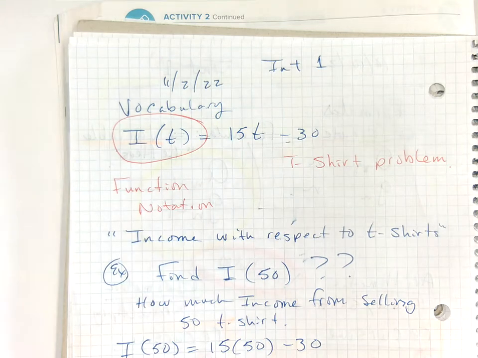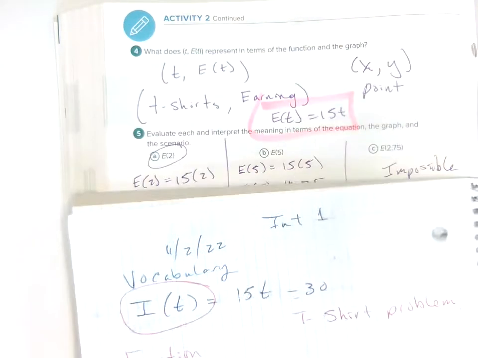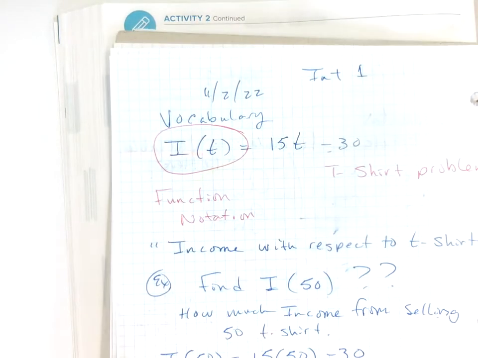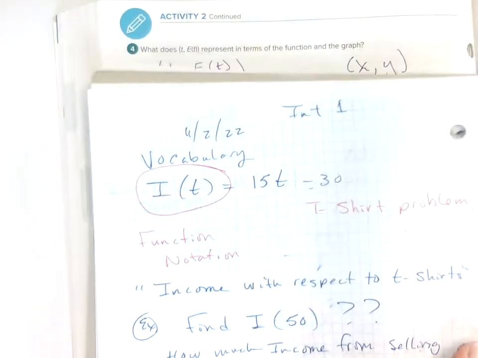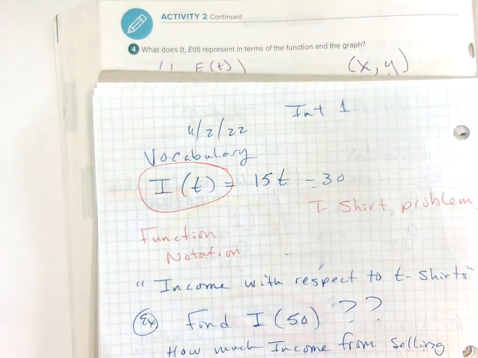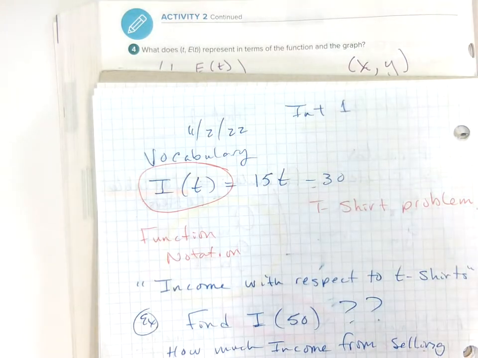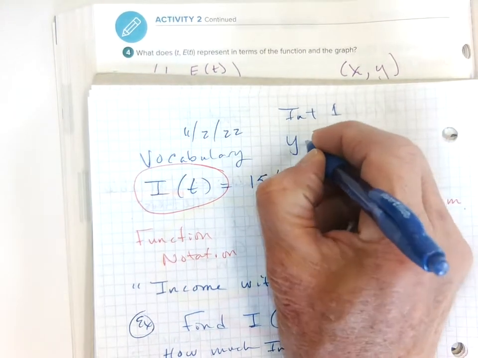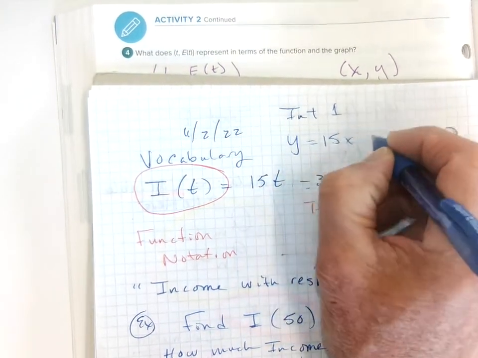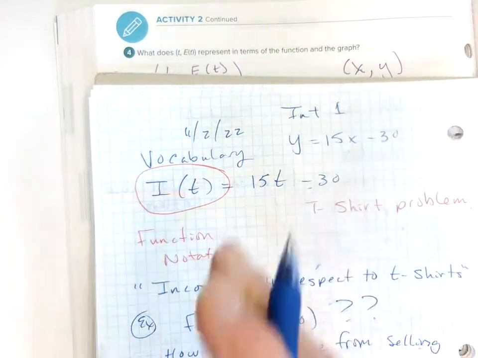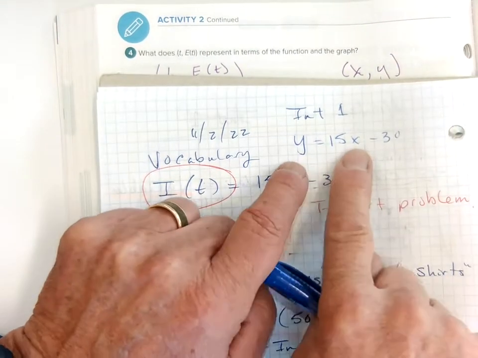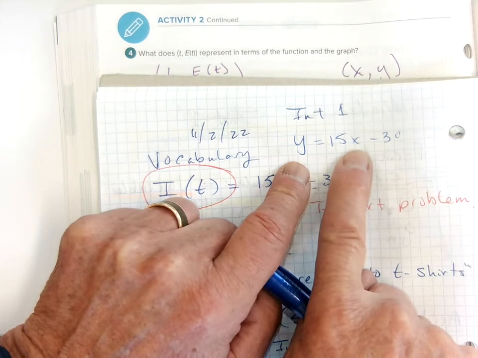So it was, I believe, lesson 2.2. We talked about this function notation. We could start off with an equation y equals 15x minus 30. And what does it mean? It's just x's and y's, x-axis, y-axis, x values, y values.